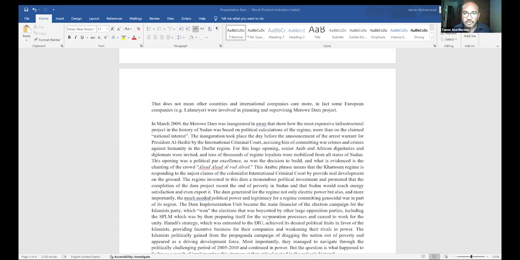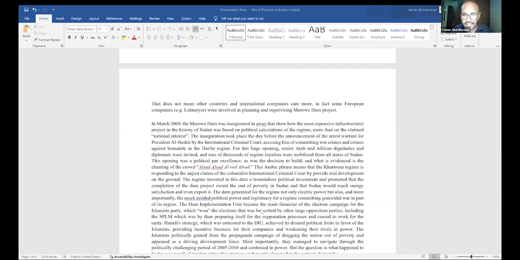The inauguration took place the day before the announcement of the arrest warrant for President Bashir by the International Criminal Court, accusing him of committing war crimes and crimes against humanity in Darfur. For this huge opening, senior Arab and African dignitaries and diplomats were invited.